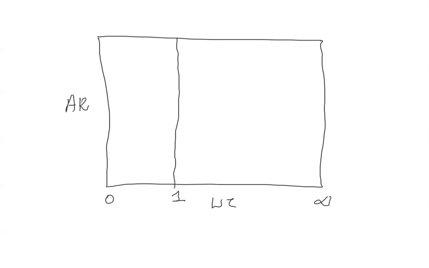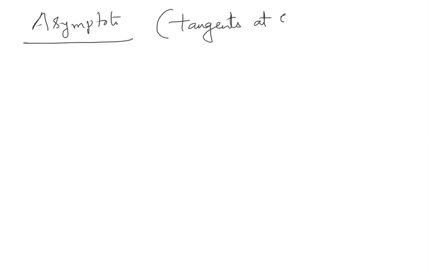So, do you know the concept of asymptote? What is an asymptote? Definition of asymptote. So, let's define what is asymptote first. We have the concept of this asymptote, which is called tangents at extreme points. Tangents at extreme points are called the asymptote.